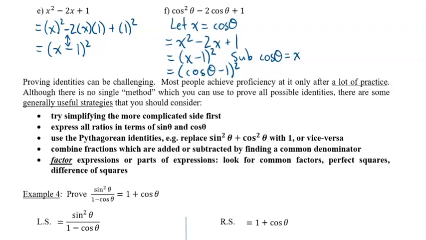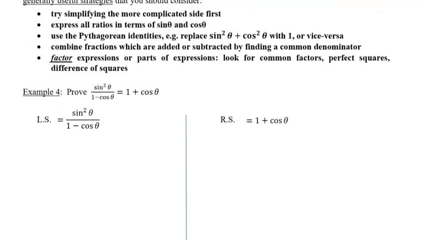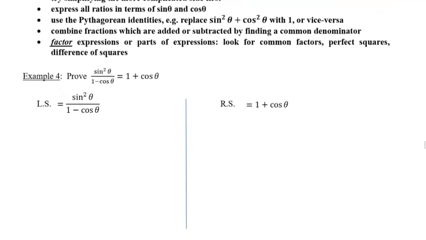And then factoring, just like we did above, that's a very, very helpful strategy. So that's the strategy that's going to come into play in this example, the last one we're going to look at in this video. So this example says this: prove sine squared theta over 1 minus cos theta equals 1 plus cos theta. So we separate the left side and the right side, and we go ahead and see how this works out.